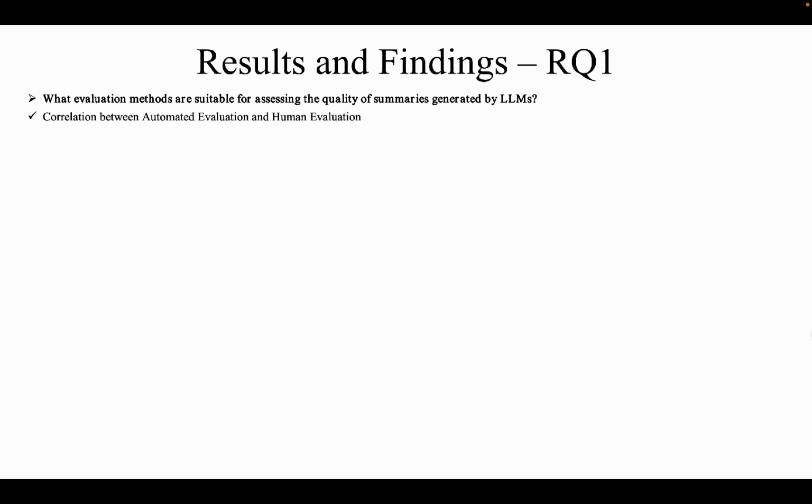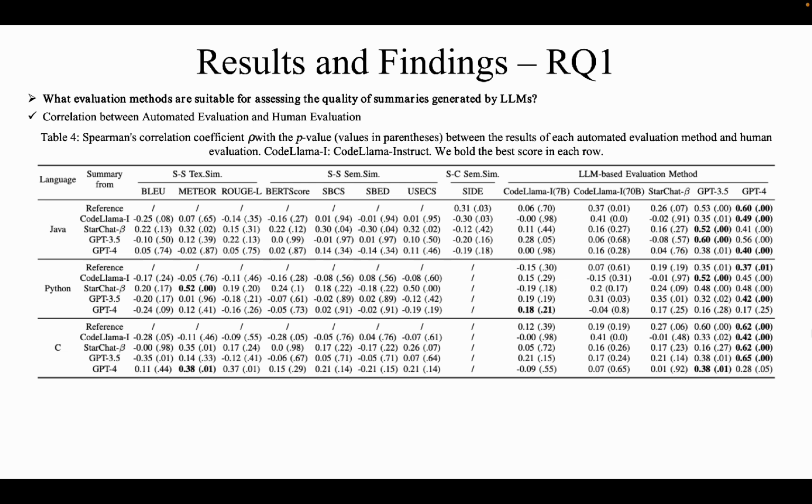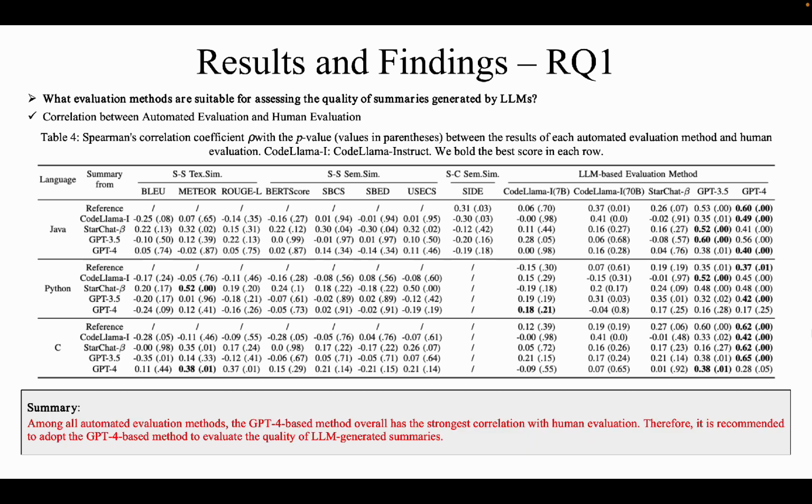And based on the above observations, we can reasonably speculate that compared to traditional evaluation methods, LLM-based evaluation methods may be more consistent with human evaluation. Therefore, we calculate Spearman's correlation coefficient and the p-value between the results of different evaluation methods and human evaluation. The results demonstrate that the GPT-4-based method overall has the strongest correlation with human evaluation. For more details, please see our paper. So, in subsequent RQs, we use GPT-4 as the evaluator.